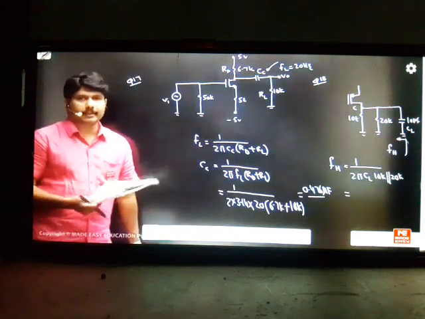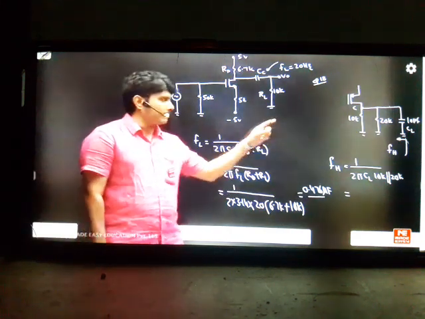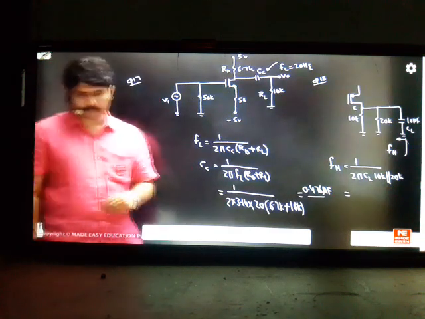Sir, how do you know this? Higher, because megahertz is mentioned in the problem. Megahertz means higher cutoff frequency. Whenever higher comes, they will look parallel for you. Okay? The resultant will look parallel.